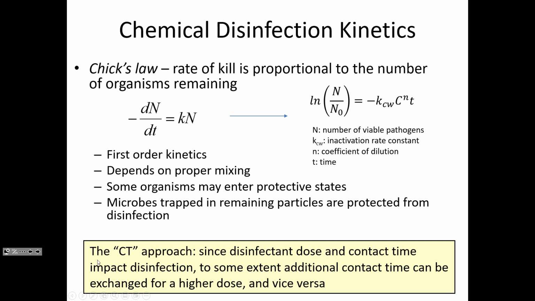So the way that we estimate the integrated exposure to a disinfectant is by the concentration times time approach. So CT is the product of concentration and time. So the idea is you can either have a high concentration of disinfectant and use it for a shorter contact period, or if you had a lower concentration, it would take more time, but some combination of the two is required to ensure that there's appropriate inactivation.